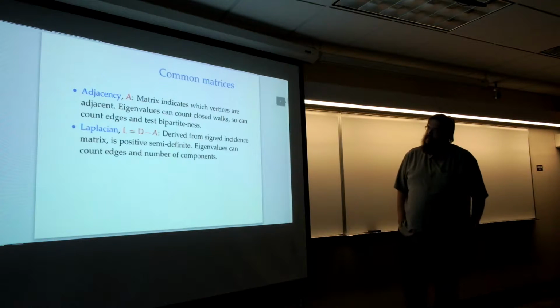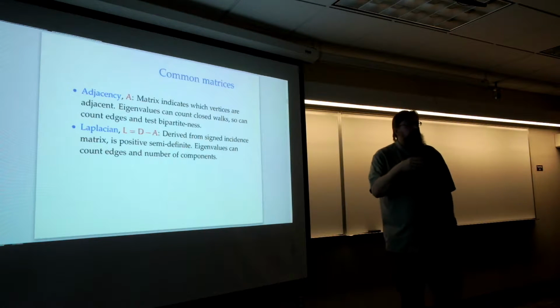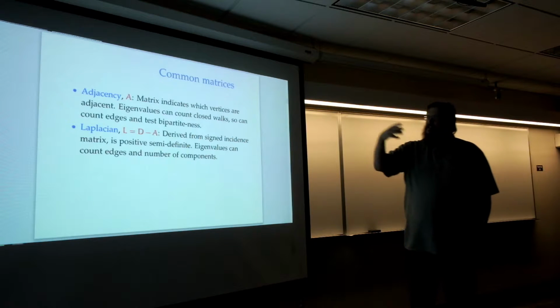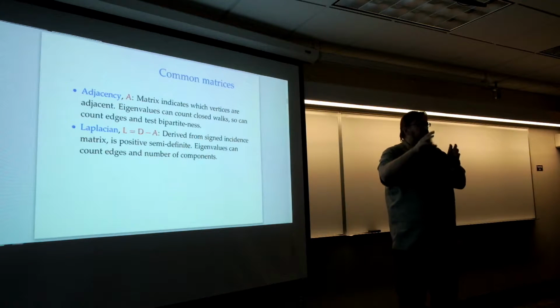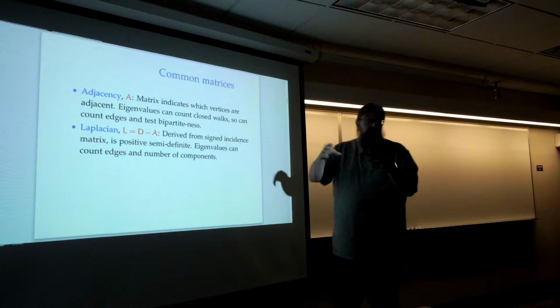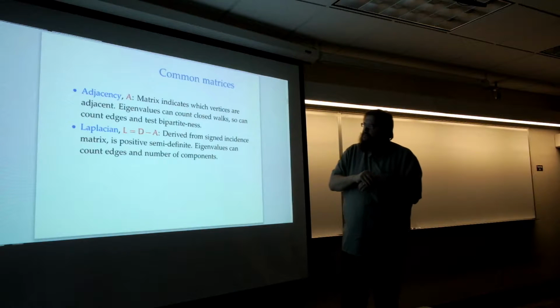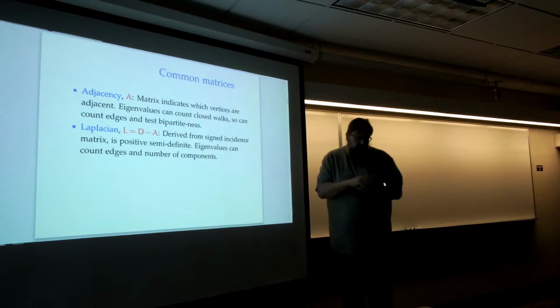A popular matrix that people like is the Laplacian. It's very similar, except now instead of having just the adjacency, what we do is we have the D matrix, which is the diagonal matrix of degrees. And so the degree is how many edges are incident to a vertex. You take that matrix, subtract A. Now this is a very nice matrix.